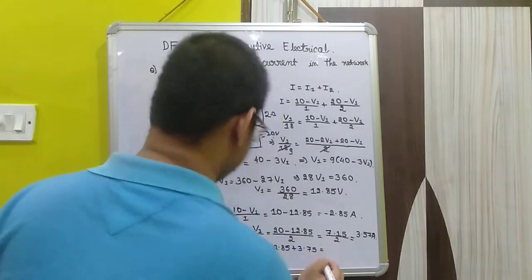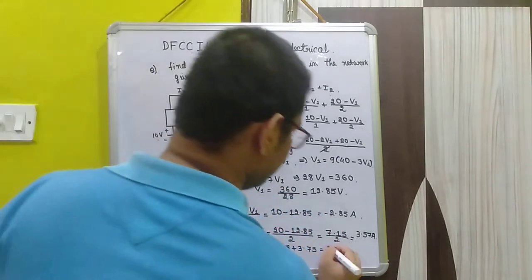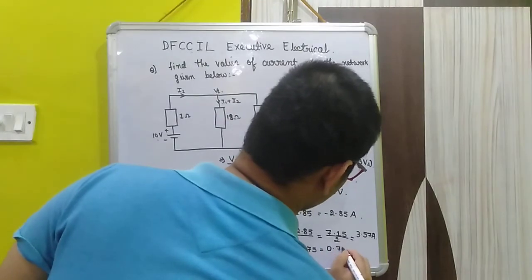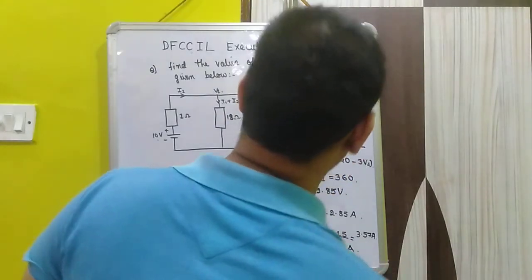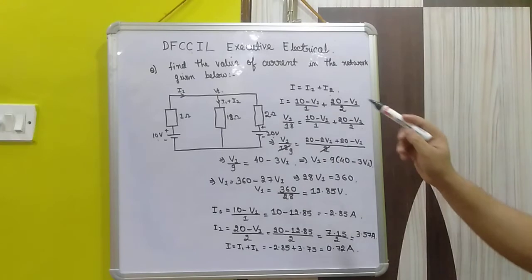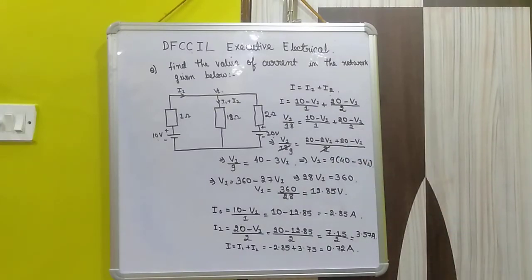So what is the equivalent current? If we just add these, it will be 0.72 ampere. I hope it is clear how we have calculated this value.